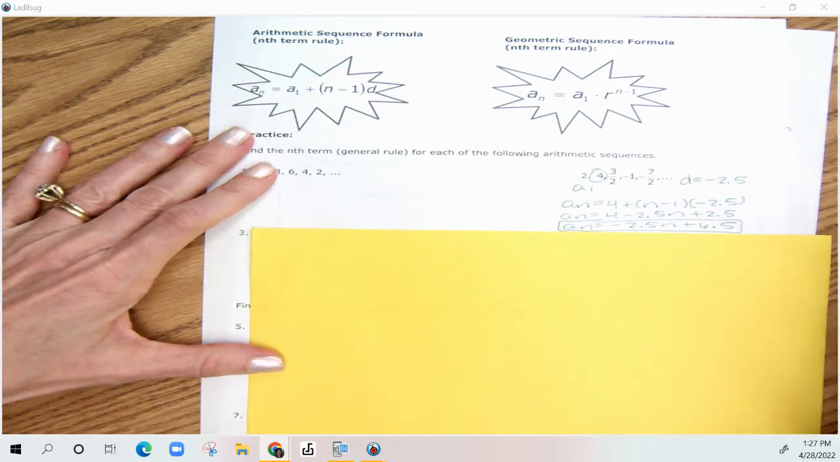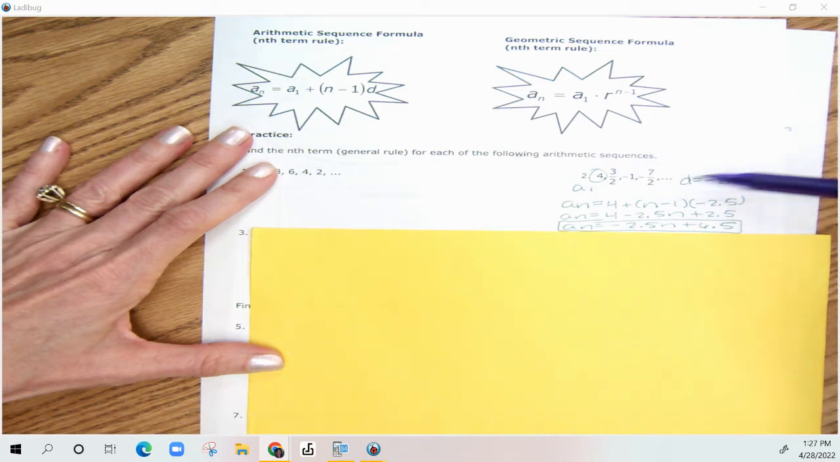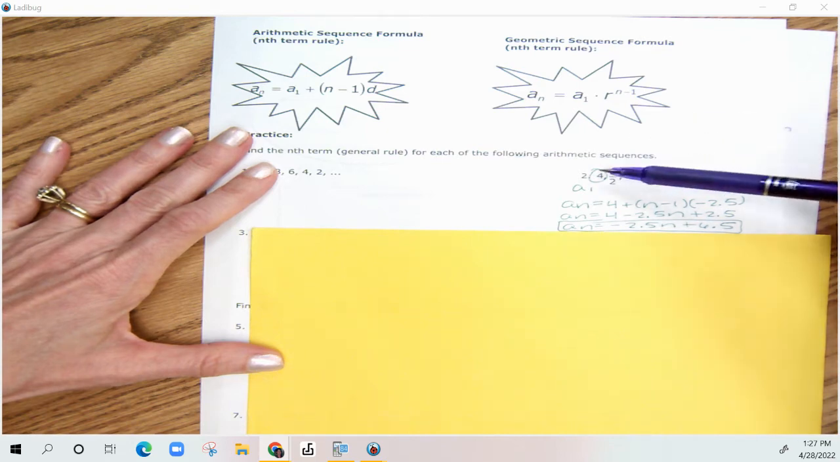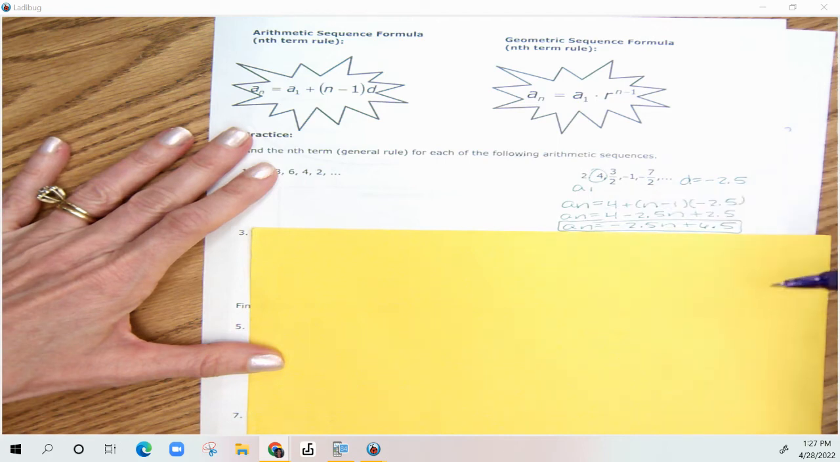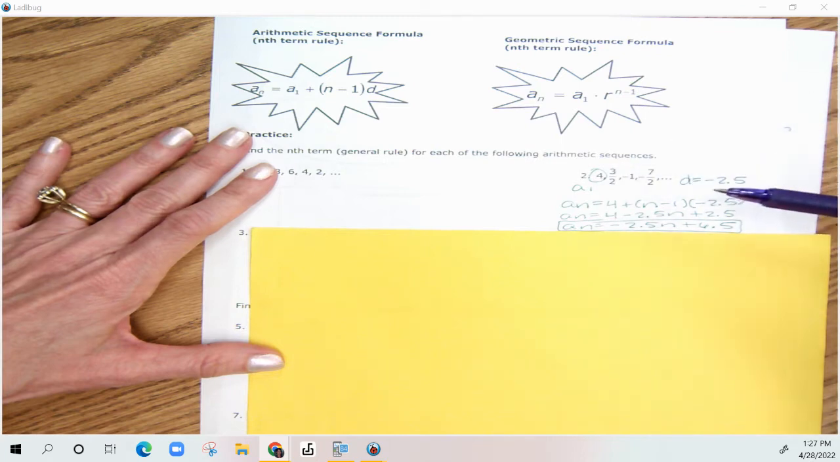All right, so a sub 1 is 4. The common difference is negative 2.5. You can see that it's decreasing each time. If you're not sure what the common difference is, you should be able to take any term and subtract the previous term, and that should work over and over. So it's also a way to verify that that is the pattern you're looking at. So negative 7 halves minus negative 1 equals negative 2.5, and negative 1 minus 3 halves equals negative 2.5, and 3 halves minus 4 equals negative 2.5. So it shouldn't matter which term I start with. If I subtract the one in front of it, I should get that common difference.